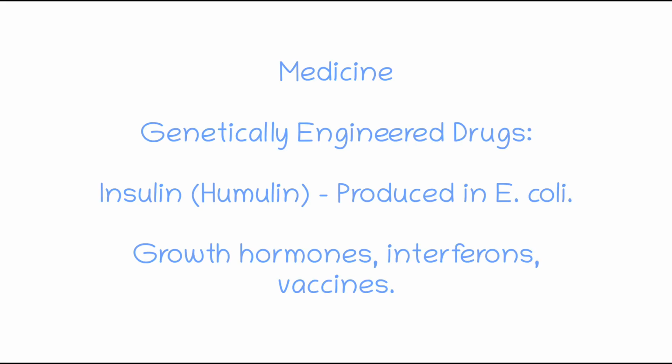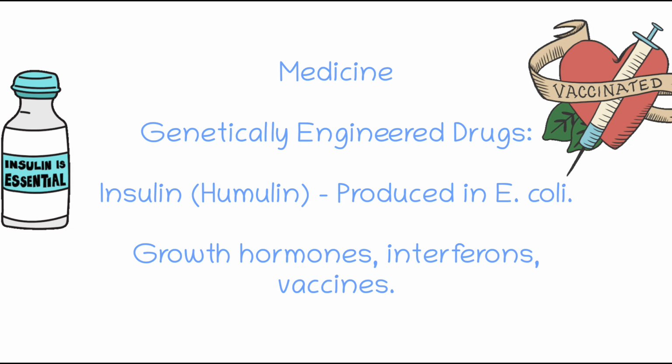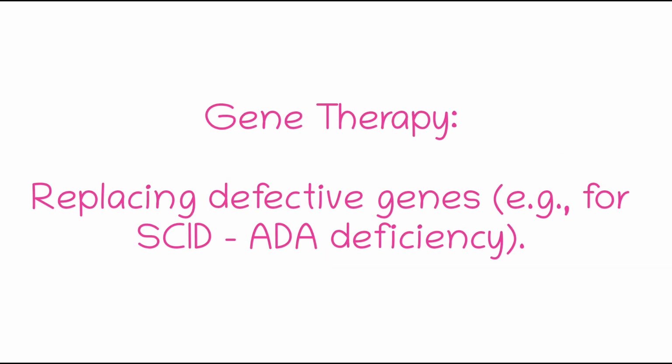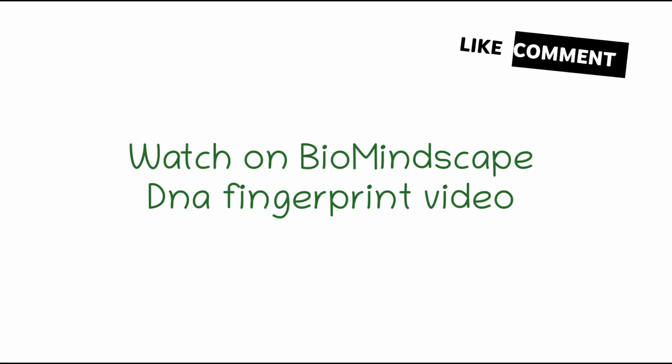In medicine, there are genetically engineered drugs. For example, the insulin Humulin is produced in E. coli, and also growth hormone, interferon, and vaccines. Another topic present in this chapter is gene therapy, replacing a defective gene, for example for SCID and ADA deficiency. We will learn about it. And for molecular diagnosis, PCR, ELISA and DNA fingerprinting are used. I have made a video on DNA fingerprinting, you can watch it.